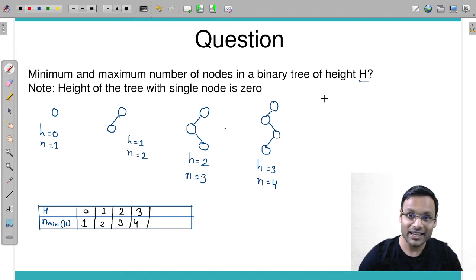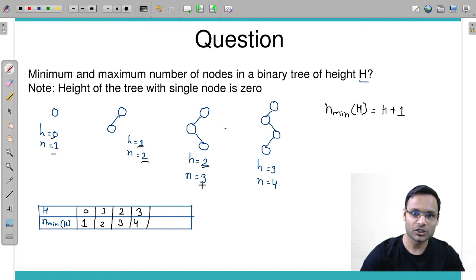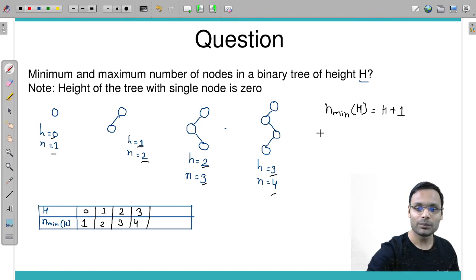Now in this case, you can write the formula. N, the minimum number of nodes with height h, is equal to how much? It is h plus 1, one more than h. When h is 0, it is 1. H is 1, it is 2. H is 2, it is 3. H is 3, it is 4. Very simple it is. Nice, amazing. Now we want to go for the same thing with maximum number of nodes.